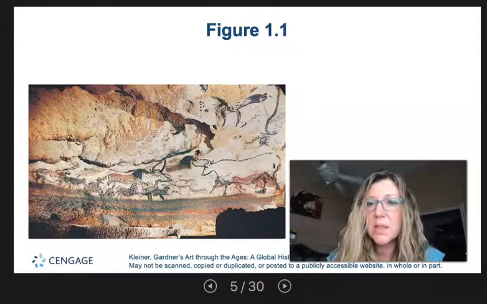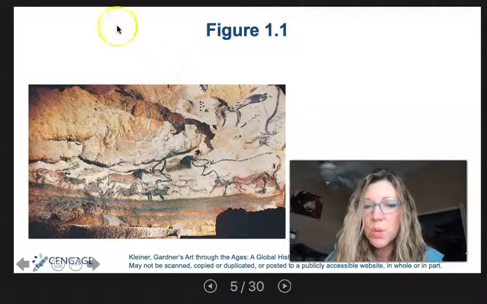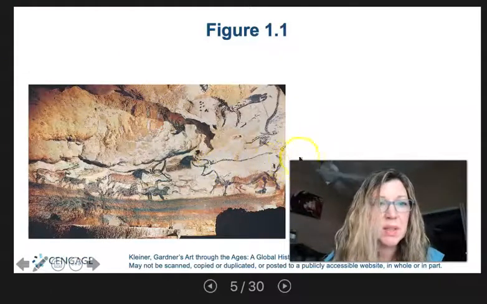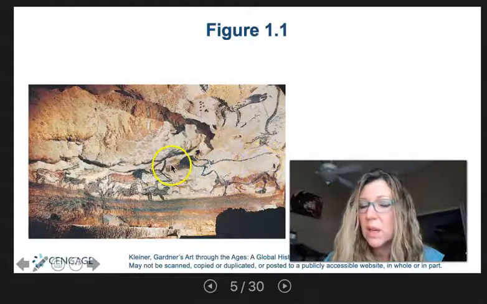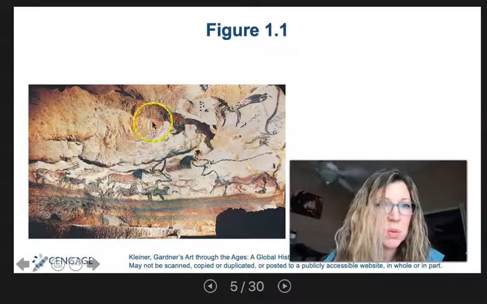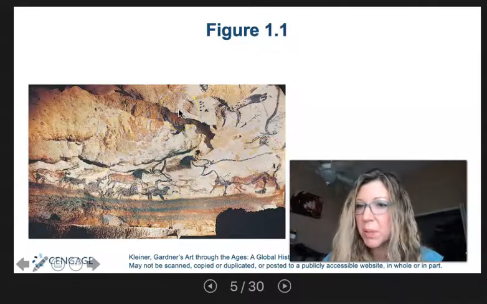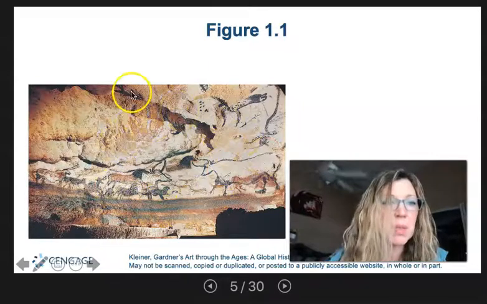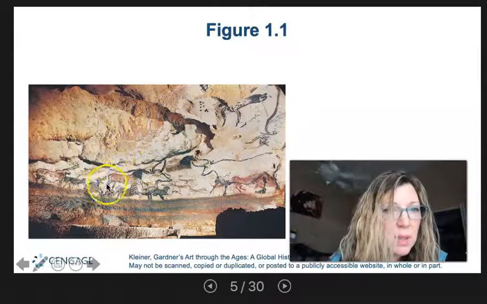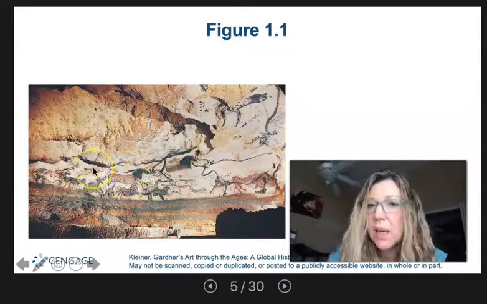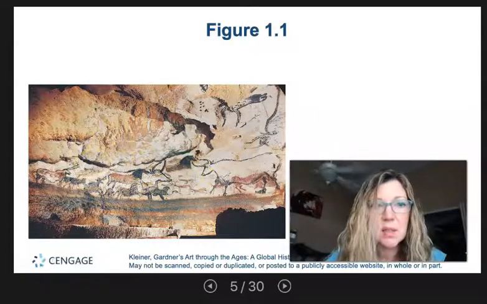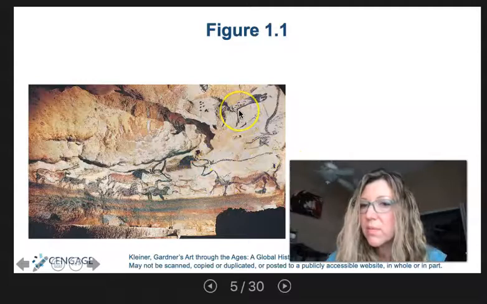This artwork is huge. Like this bull right here is like 11 feet long. This entire artwork was created over a 2,000-year period. The animals appear both in silhouette, which is a filled-in shape, and outlines, so different styles.